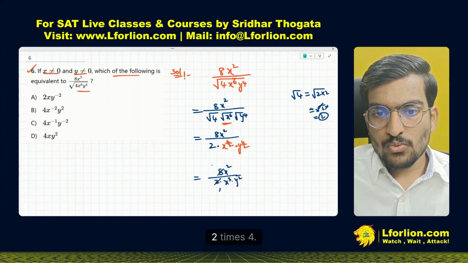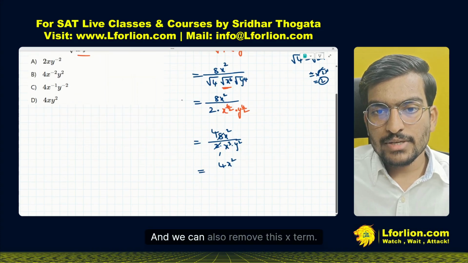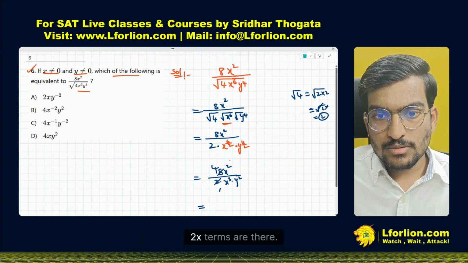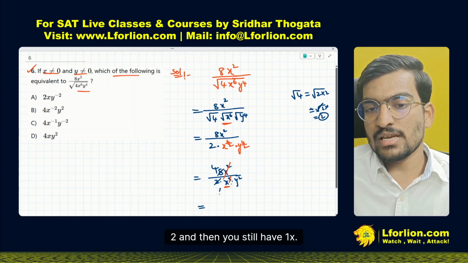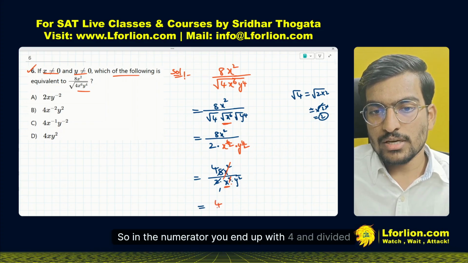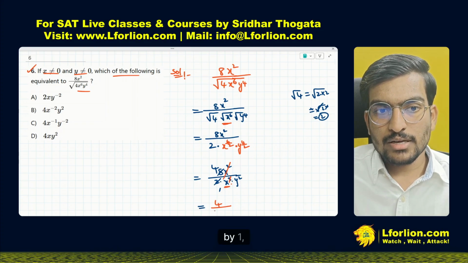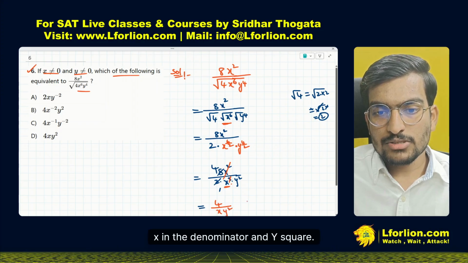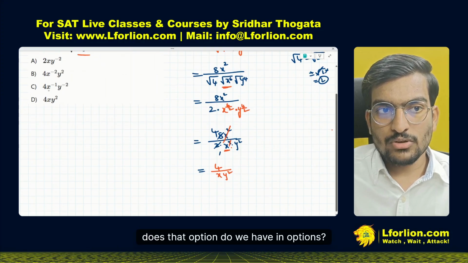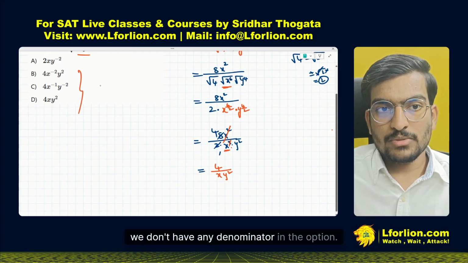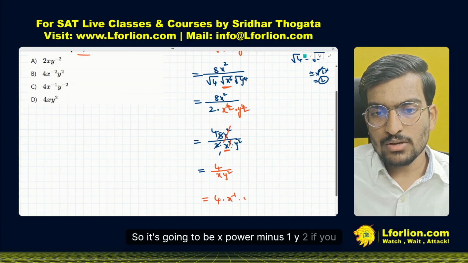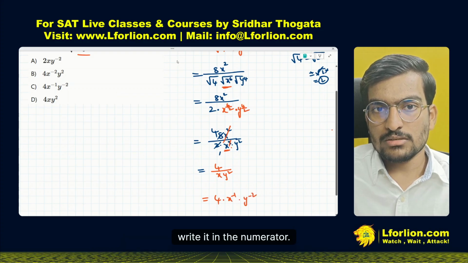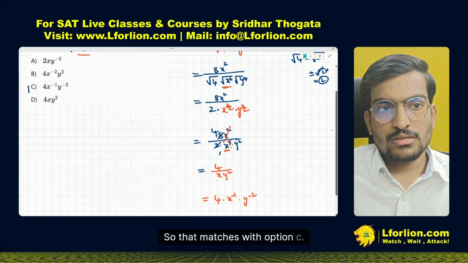8 divided by 2 is 4, so this is going to be 4x square. We can also cancel the x terms. Two x terms are in the numerator, three x terms are in the denominator. So remove two, and you still have 1x in the denominator. So in the numerator you have 4, divided by 1x and y square in the denominator. Do we have that in the options? No, we don't have any denominator in the options, so we have to write it in one line. It's going to be 4 x power negative 1, y power negative 2 in the numerator. So that matches option C.